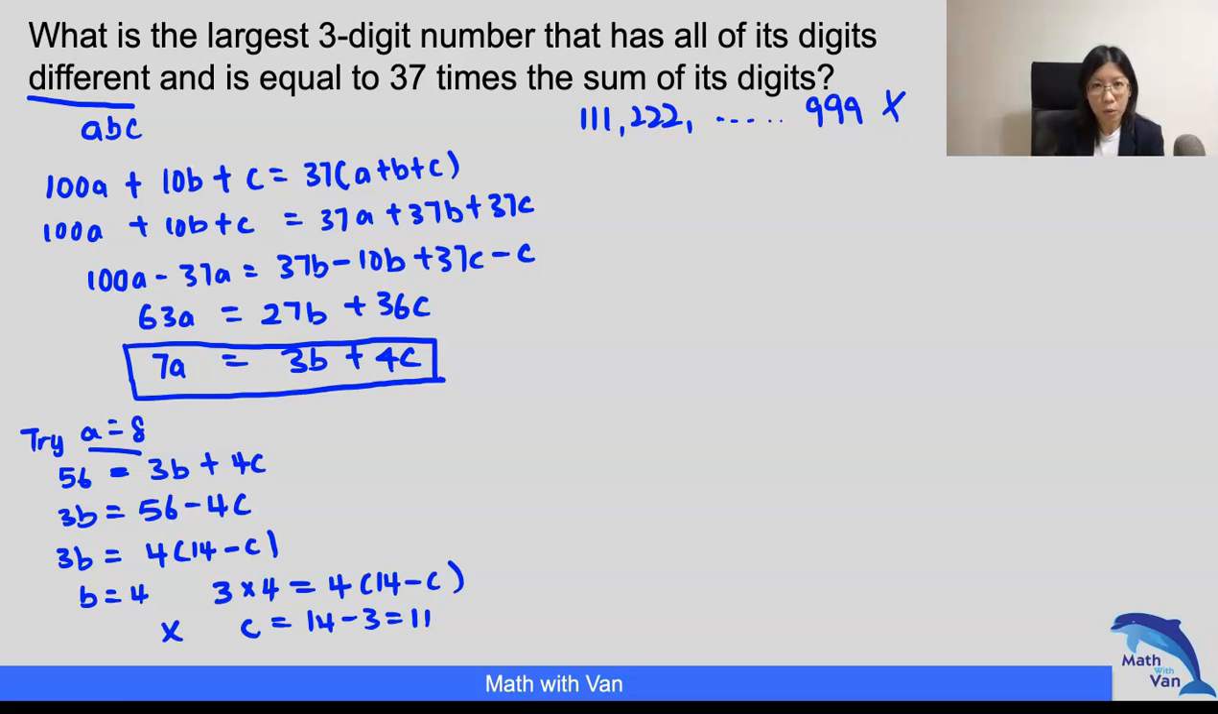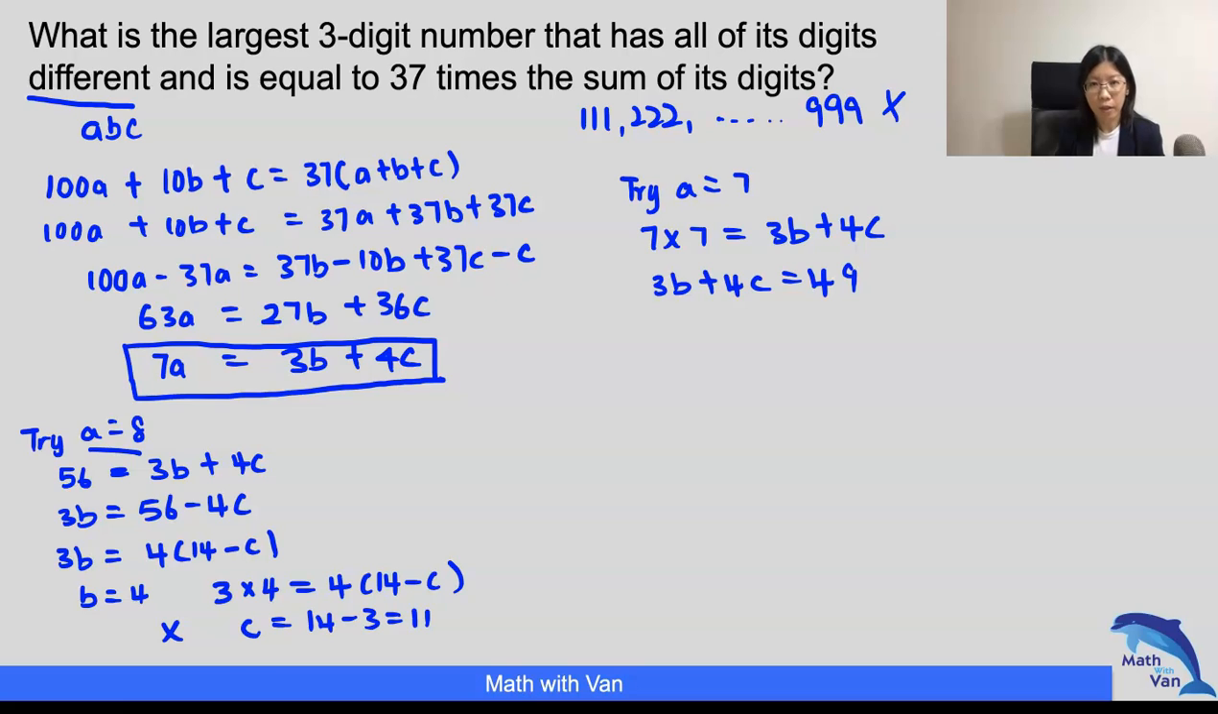Now we have to try A equals 7. If A equals 7, then 7 times 7 equals 3B plus 4C. As I rearrange, I could have 3B plus 4C equals 49.